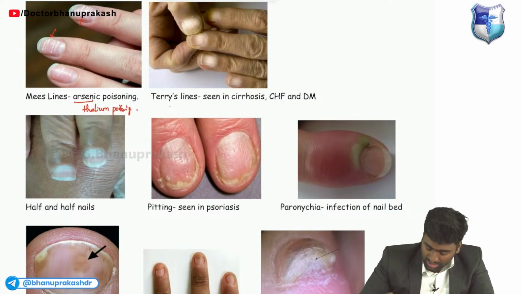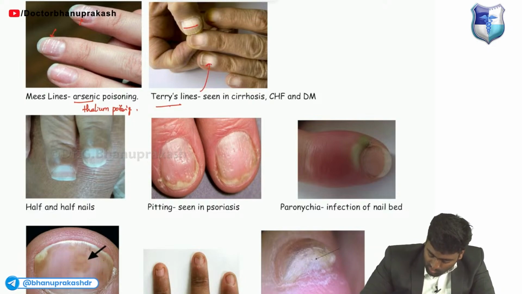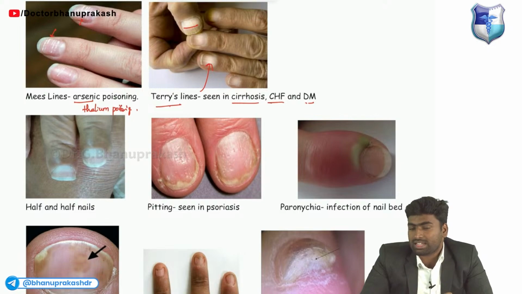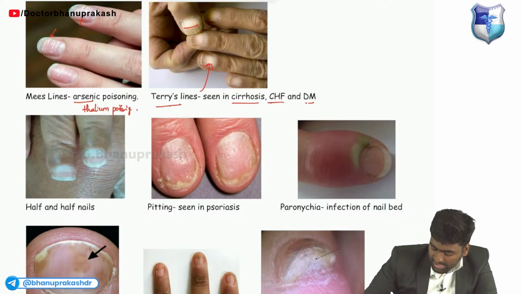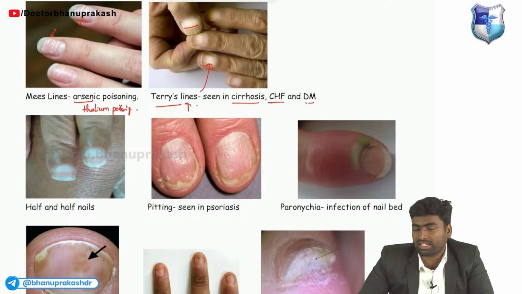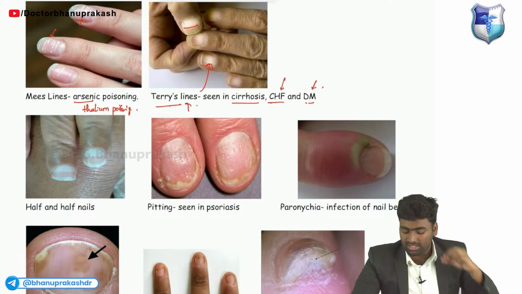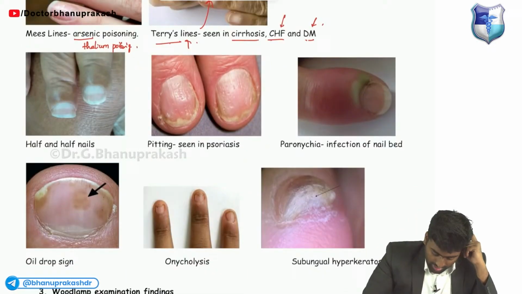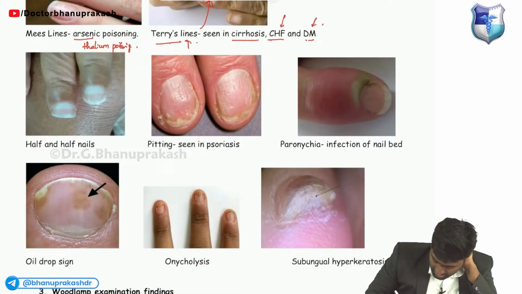Next, if you are able to see this type of nails where there is the presence of leukonychia, this type of leukonychia will be classically seen where there are decreased protein amounts. For example, they are known as Terry's lines. They are seen especially in liver dysfunctions like cirrhosis, or in a case of congestive hepatic failure or diabetes mellitus. So any liver pathologies like cirrhosis can present with this.